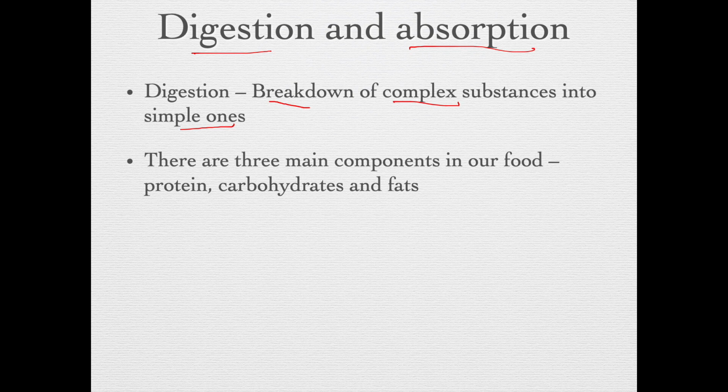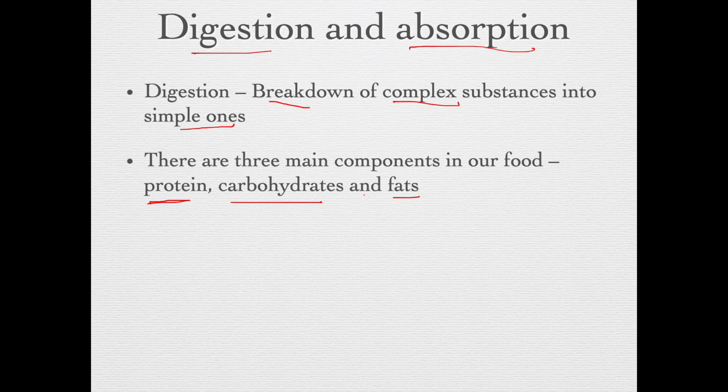So to pull up a white screen here, there are three main components in our food, and these are carbohydrates, protein, and fat, which require breakdown into more simple substances. There are other components like the vitamins, electrolytes, and water, and these don't require breakdown, and these are directly absorbed. But proteins, carbohydrates, and fat require a breakdown into their simple form.